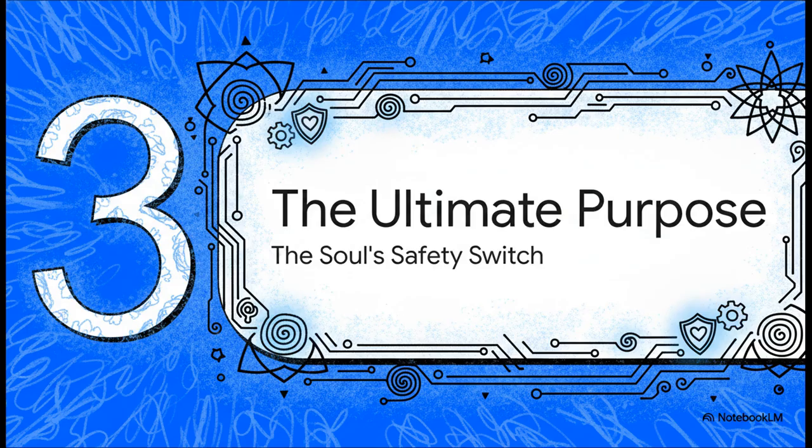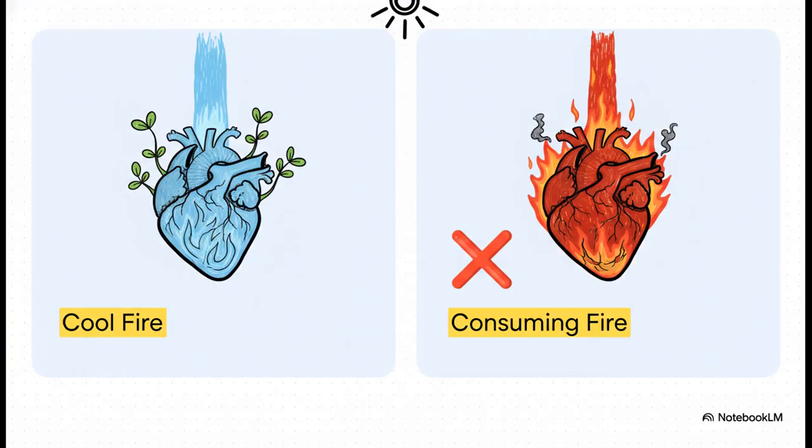So why? Why go through all this trouble? Why have such a complex system of code headers at all? Well, according to this framework, it serves one absolutely critical purpose: to act as a safety switch for the human soul. This lays it out perfectly.